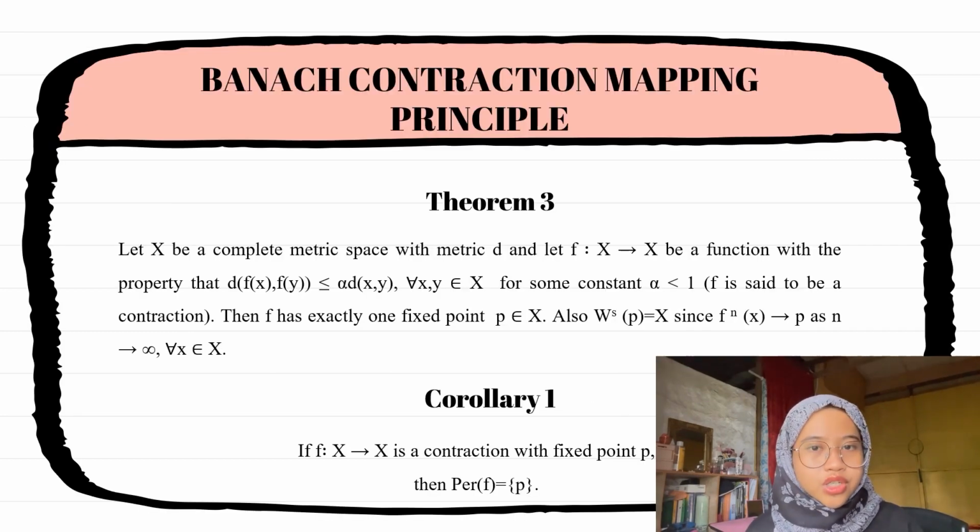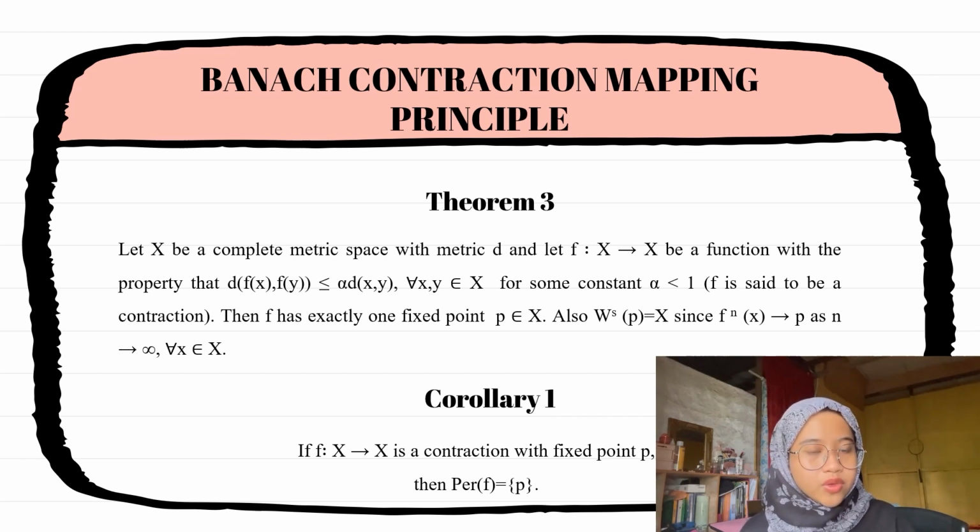Next is the problem solution. In this problem solution, we will continue with the Banach contraction mapping principle. In this principle, we have one important theorem: let X be a complete metric space with metric d, and let the mapping f be a function with the property that d(f(x), f(y)) is less than or equal to alpha d(x,y) for all x, y in X for some constant alpha, where alpha is less than 1. f is said to be a contraction. Then f has exactly one fixed point p in X, and also the stable manifold of p is equal to X, since f^n(x) converges to p as n approaches infinity for all x in X.